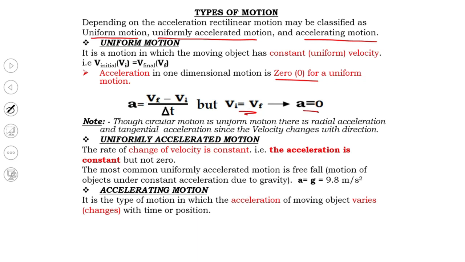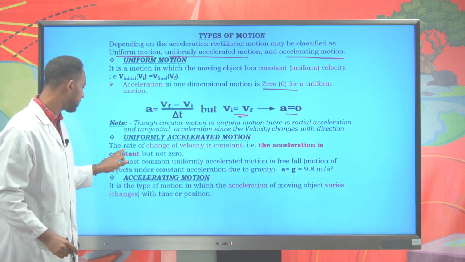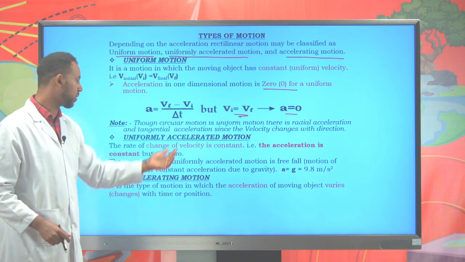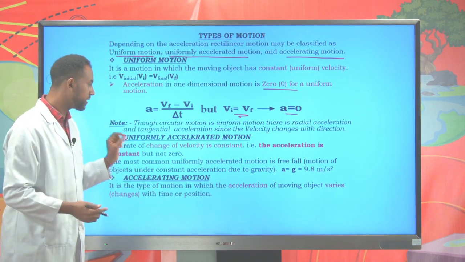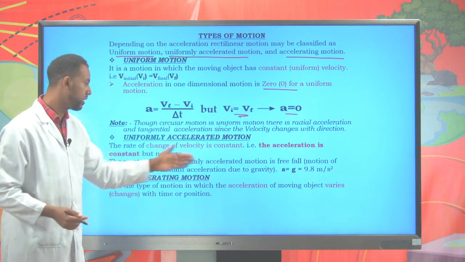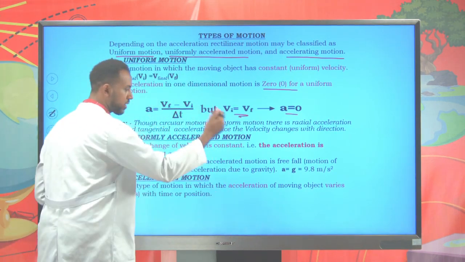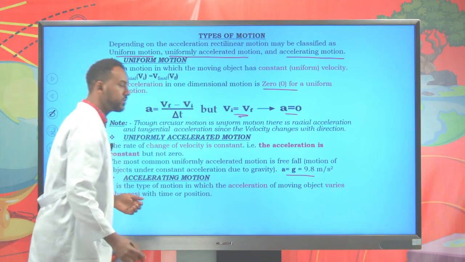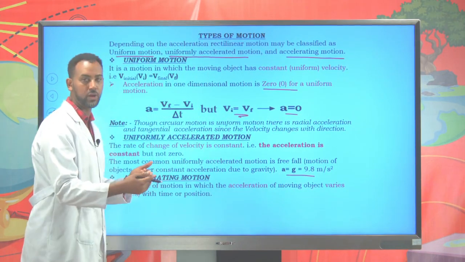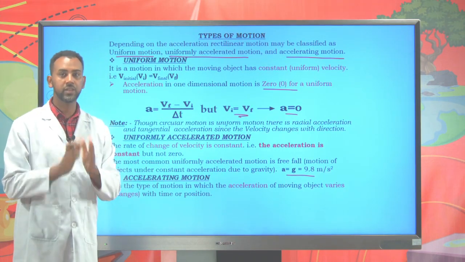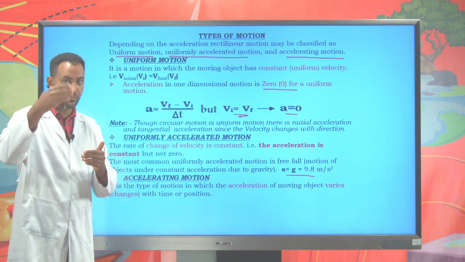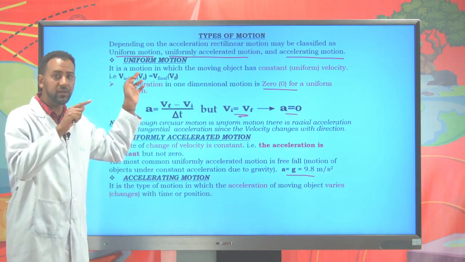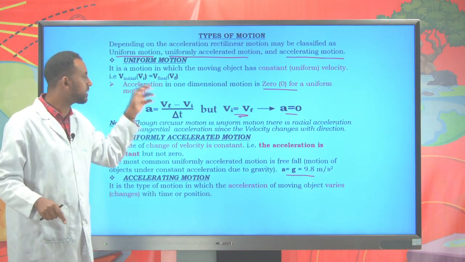And for a uniformly accelerated motion, the acceleration remains constant. The rate of change of velocity remains constant. One good example is free fall, or vertical motion. When an object is thrown downward or upward, we use gravity, which is approximately 9.8, or for calculation 10 meters per second squared. So the acceleration remains constant. The velocity changes, and the change in velocity per unit time t remains constant. Here, in uniform motion, the velocity remains constant and acceleration is 0.